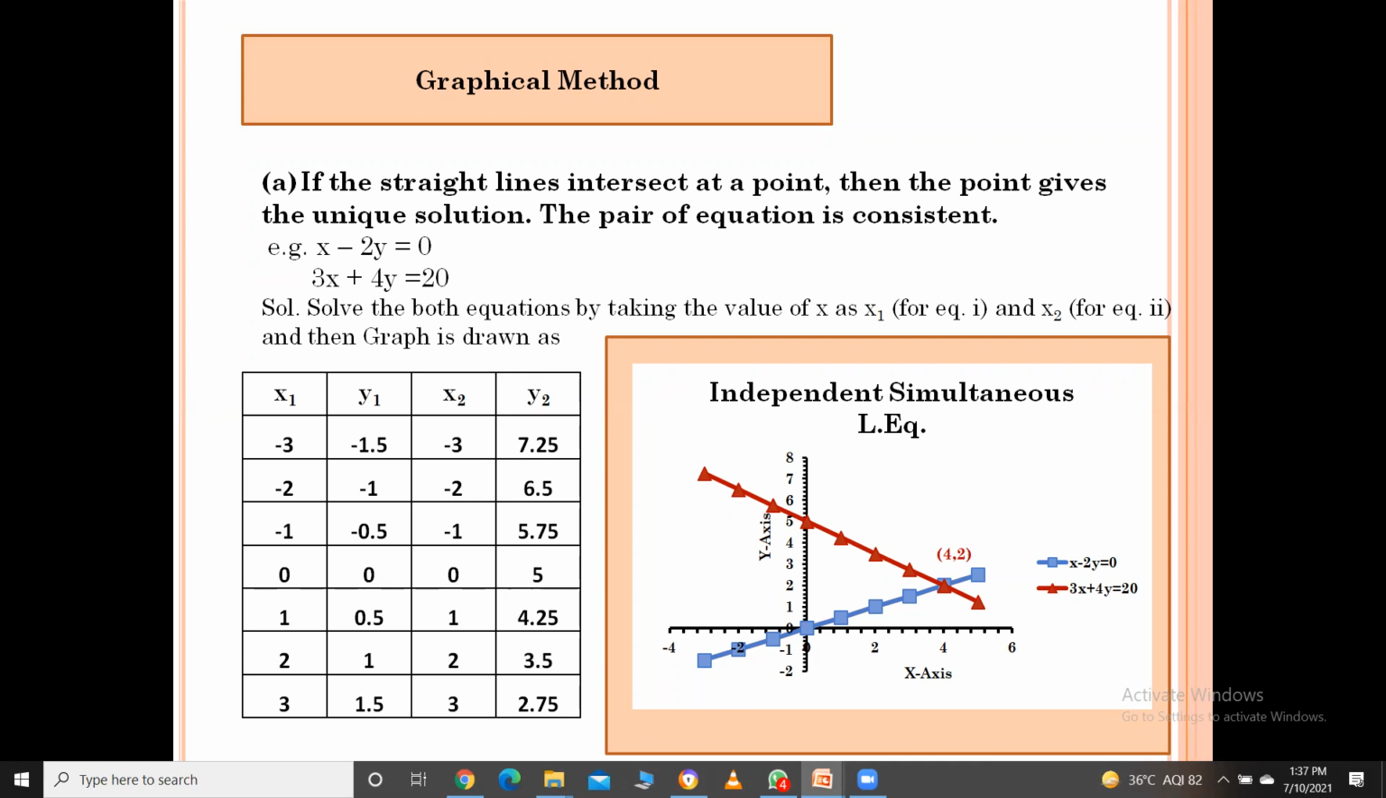Here we have the two equations, x - 2y = 0 and 3x + 4y = 20. Similarly to the previous way, I solved both equations by taking values of x and calculating the values of y1 and y2. Then the graph is plotted. In the graph, you can see that straight lines are formed, and both lines intersect at the point (4, 2). This point is the unique solution which satisfies both equations, x - 2y = 0 and 3x + 4y = 20. This is the unique solution for the two equations.